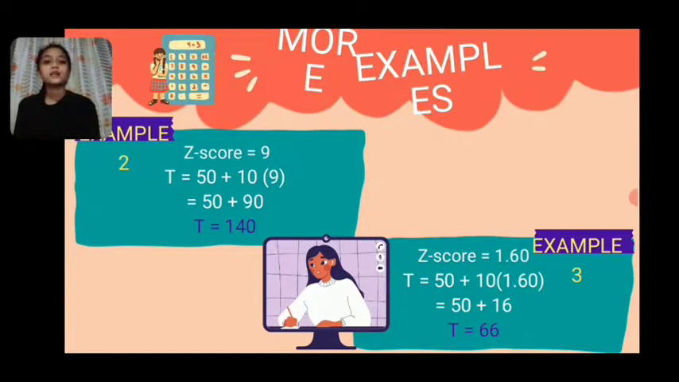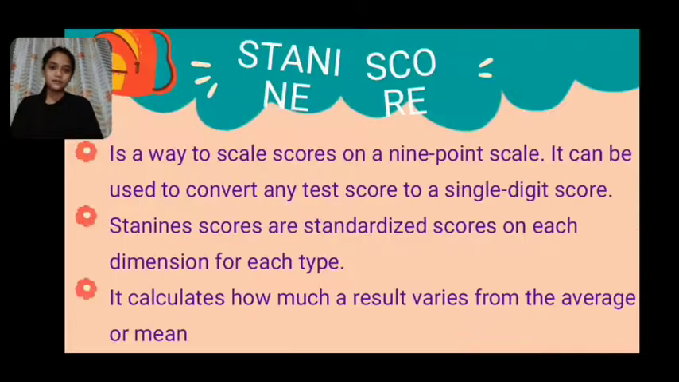The next and last example: our z-score is 1.60. T equals 50 plus 10 times 1.60. So 10 times 1.60 is equal to 16. So 50 plus 16 is equal to 66. Our t-score is 66 when 1.60 is our z-score.